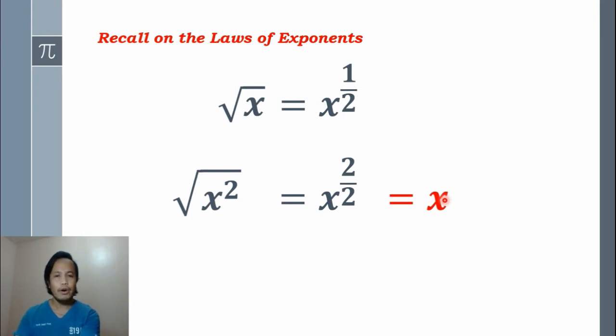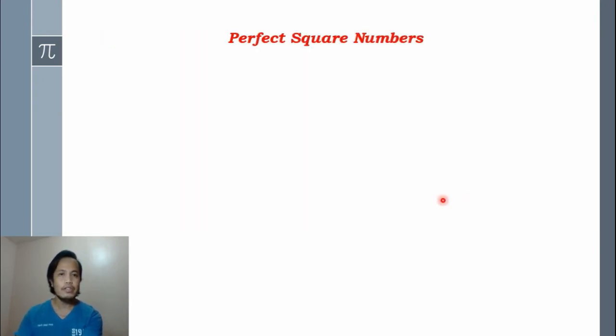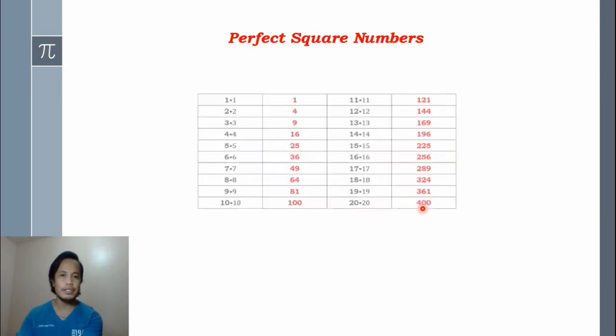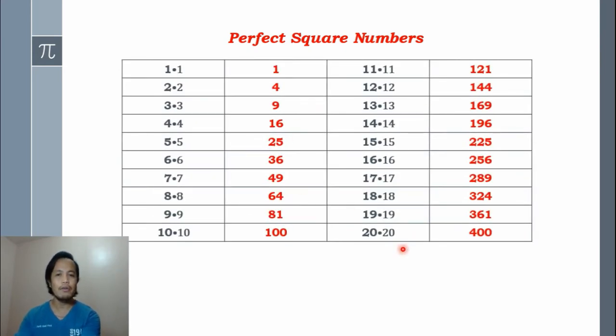Now moving forward, let us also recall the perfect square numbers. What are these perfect square numbers? These are just some examples of the numbers which are perfect squares. When I say perfect squares, these are numbers having a perfect square root. Meaning, for example, the square root of 1 is 1.